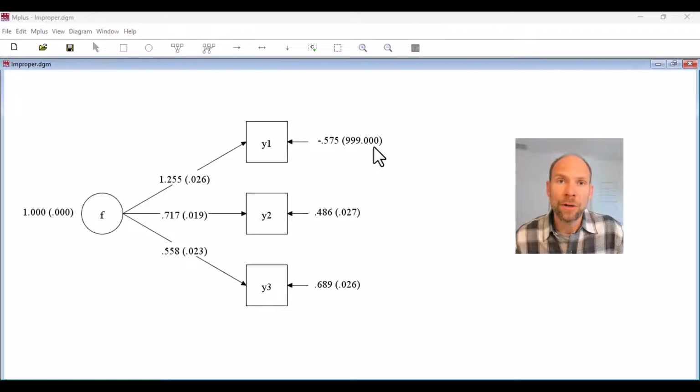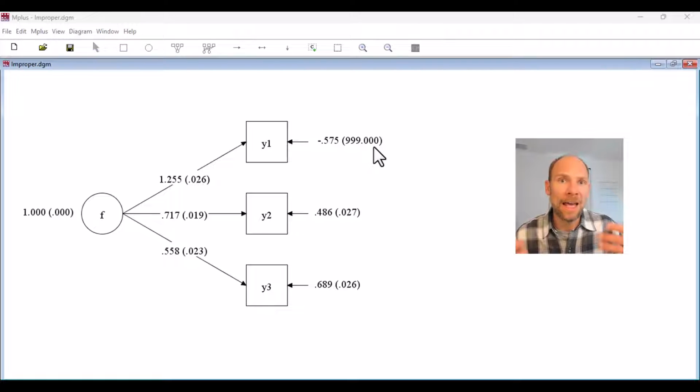We also call that a Heywood case when you have a negative variance estimate or a negative residual variance estimate in a structural equation model or factor model. Then that is an improper parameter estimate. Variances by definition cannot be negative. It has no meaning for a variance to be negative. That could not be interpreted, and therefore this is an impossible, inadmissible, improper parameter estimate.